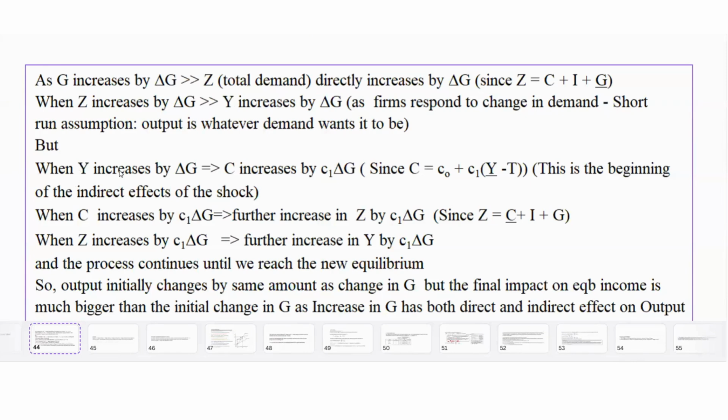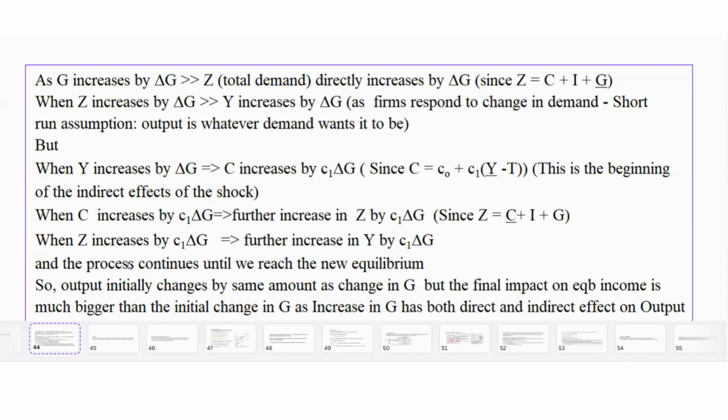the indirect effects of the shock will be because of not just the fact that C is increasing because of the increase in Y, but also because investment is increasing because of the increase in Y. Right? So whenever Y increases, C will increase, plus now investment will increase. And when C and investment are both increasing, demand will increase by more. When demand increases by more, output will increase by more, and that will again increase both investment and consumption.